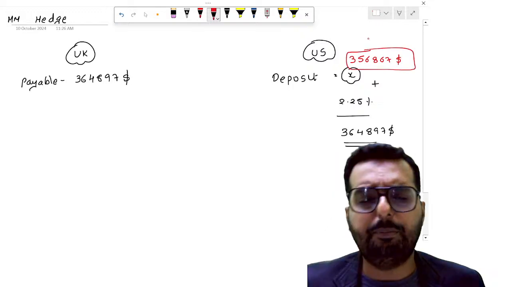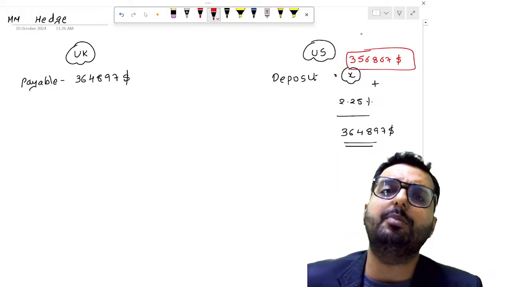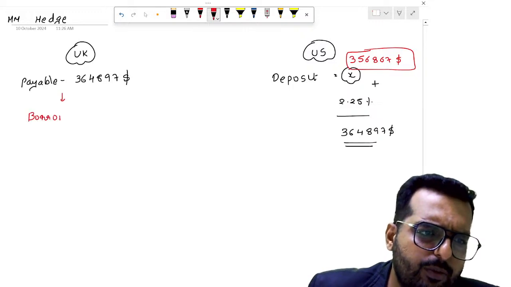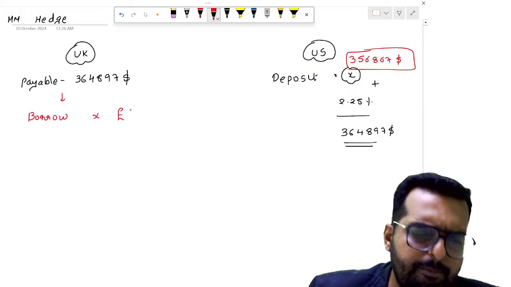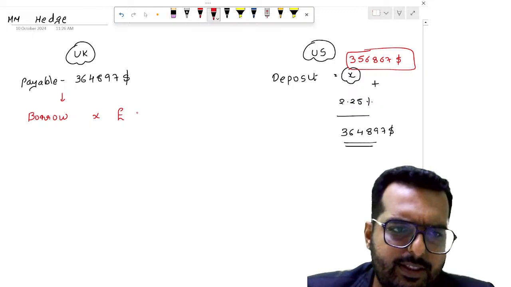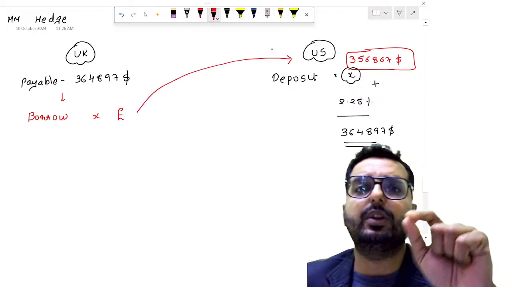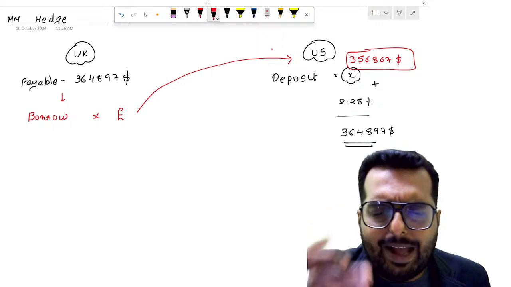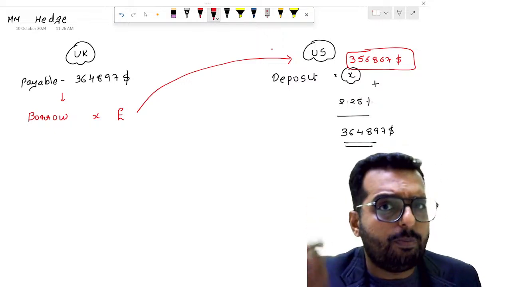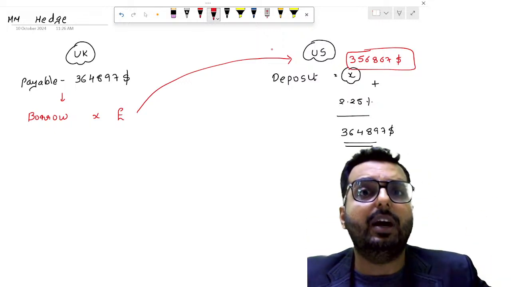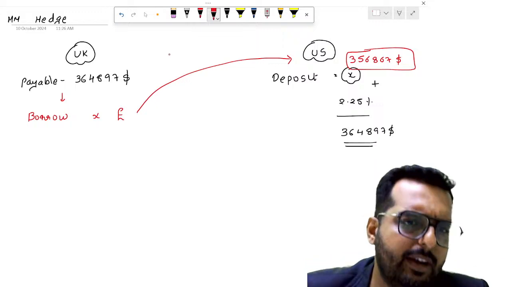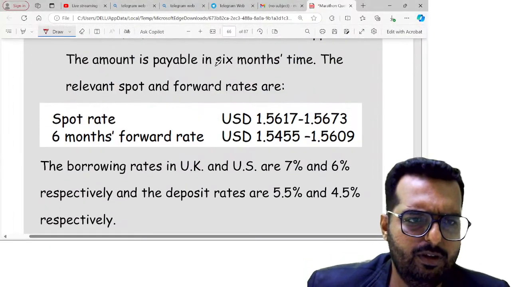But now friends, to deposit this money over here, I don't have money with me. So first what will I have to do? I will have to first borrow some pound. Okay. This pound I should give to the bank and the bank should give me dollar. So when I give the pound to the bank, I'm selling pound, the bank is buying pound. Pound being the commodity, bid will be the relevant rate, bid rate. So what is the bid rate that we have? Spot bid rate.